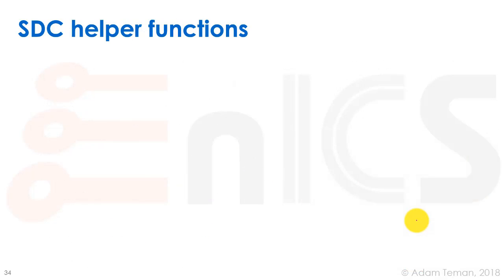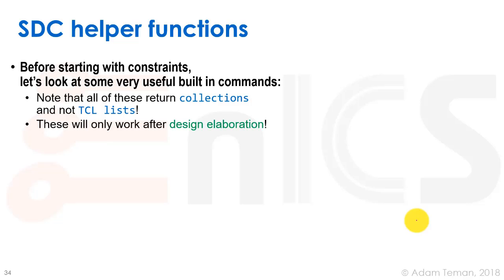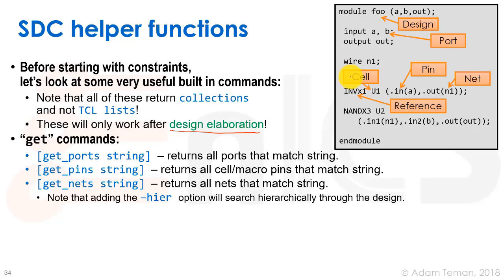The last thing that's kind of background to this SDC is what we call helper functions. So we saw what the different parts of the design are, and we saw what a collection is. Now we're going to see how we can get collections of different parts of the design. Pay attention that these will only work after design elaboration. Before that, we don't have any knowledge of what the different design cells, ports, etc. are. So here's what we had on the previous slide, right? And we have these commands that are called get commands. So we have get ports, get pins, get nets.